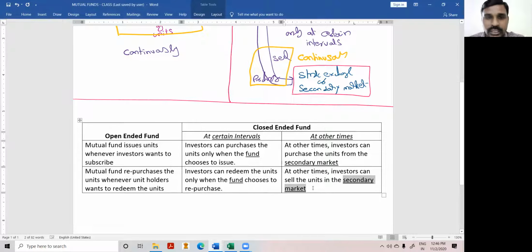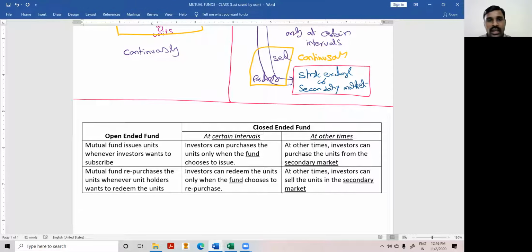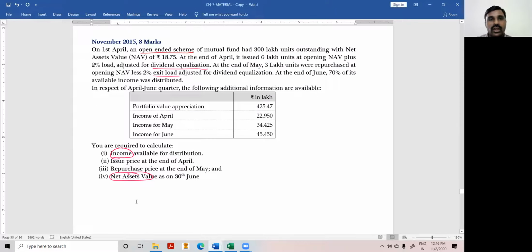This is the basic difference between an open-ended fund and a closed-ended fund. Having discussed the open-ended fund and closed-ended fund, now we'll discuss the necessity of exit load. As I discussed, as of now, entry load is not there. This is given in the examination problem, but in reality, there is no entry load as of now. SEBI has abolished the entry loads. So therefore, I am directly going to the exit load.